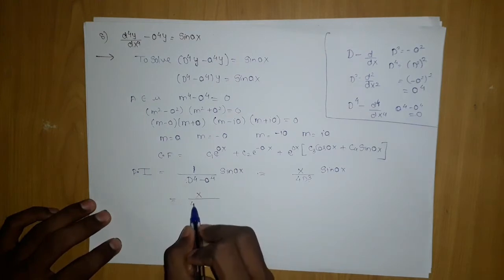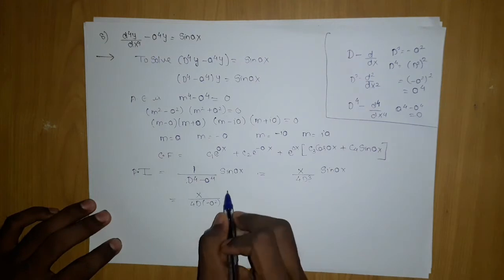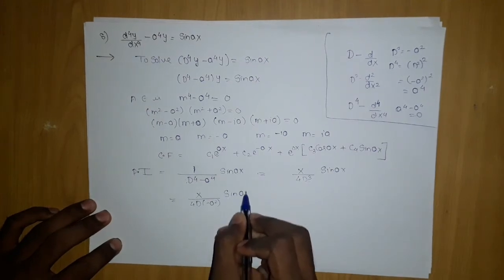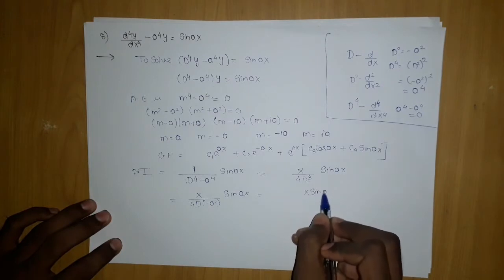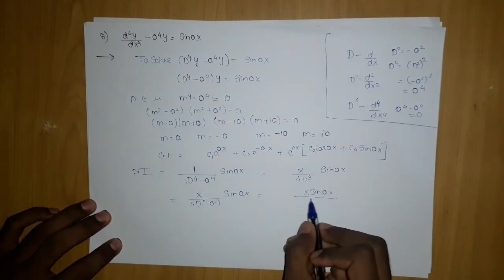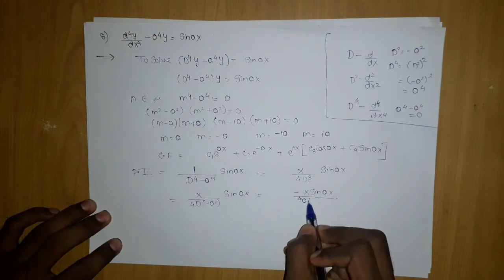So if we do this, this will be d and this will be minus a square. After this, here sin ax will be as it is. Finally we are getting x sin ax. Further on here, you know, 4 minus 4a square, here d.